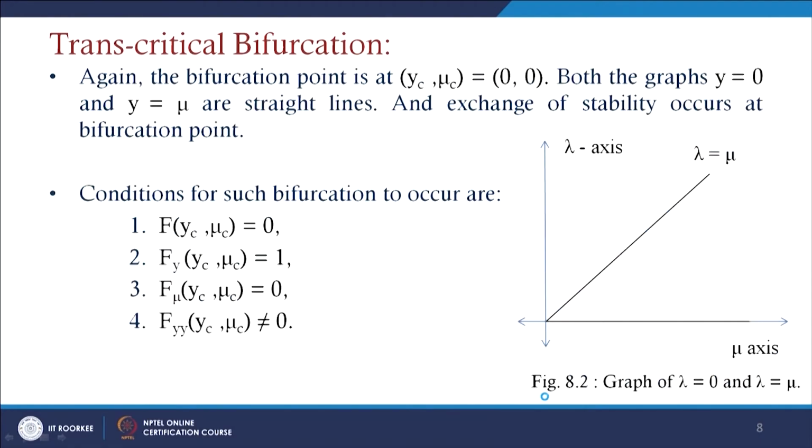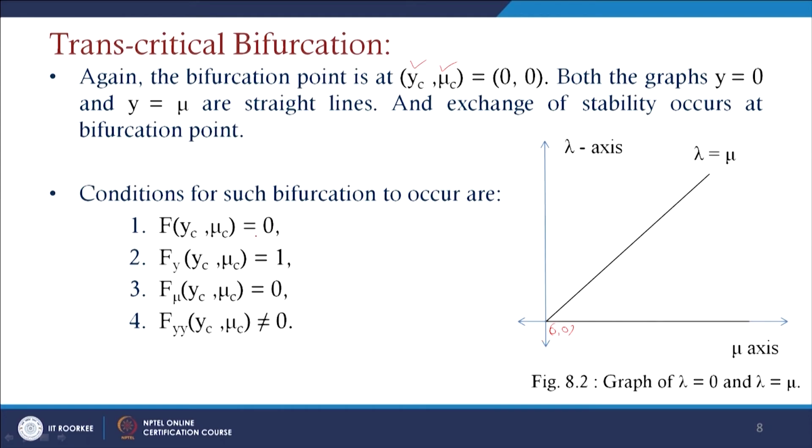And if you go for the graphical sense of transcritical bifurcation here, the bifurcation point is at y critical and mu critical, which occurs at the 0, 0 point. Both the graphs, y equals 0 and y equals mu, are straight lines here, and exchange of stability occurs at the bifurcation point.